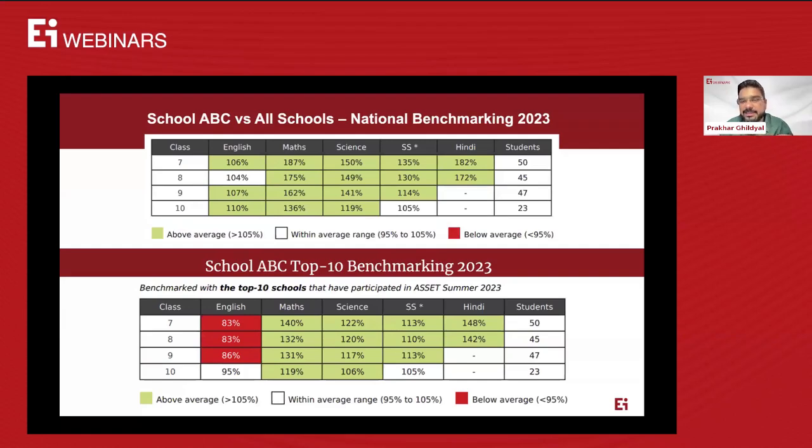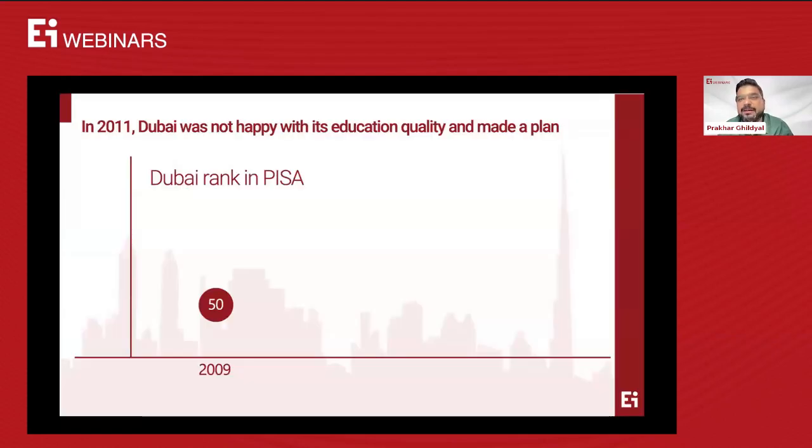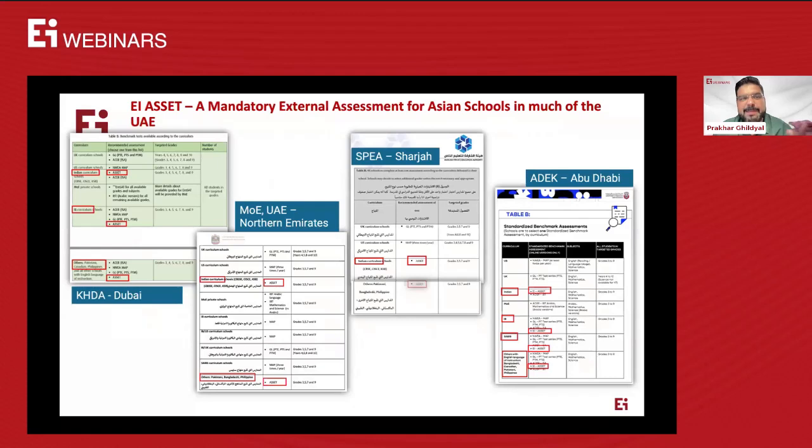Another thing which I see at a system level: UAE has taken ASSET for almost a decade now. They started in 2009, when they were in the top 15 of PISA. And they had a very clear mandate that we want to use third-party assessment to feed these insights back into my classroom teaching-learning practices so that we can improve as a system. And they made ASSET mandatory. They had other third-party assessments. The government said, use my assessment, but they said insights from third-party assessments are important.